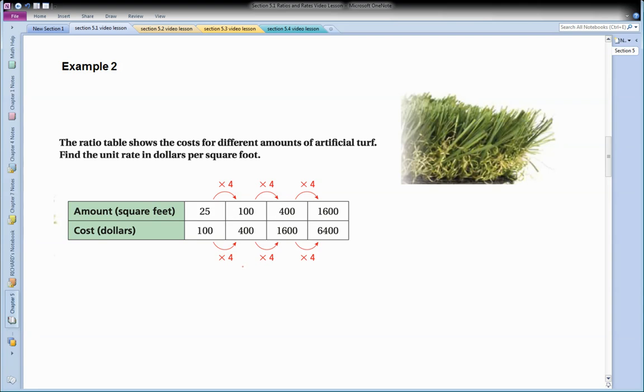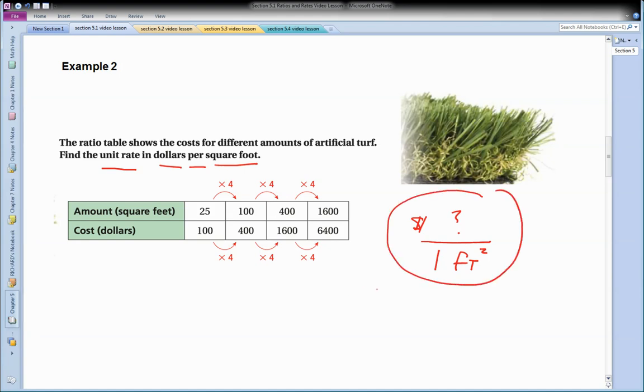So this particular one shows the cost for different amounts of artificial turf. And we need to find the unit rate, and they're going to tell us how to set up our unit rate, dollars per square foot. So our unit rate, if I'm going to draw it like this, should be dollars. So the units in the numerator should be dollars, and I don't know what those are yet. I'll put a question mark. Per square foot. So in 1 square foot. So this is how our unit rate will look.